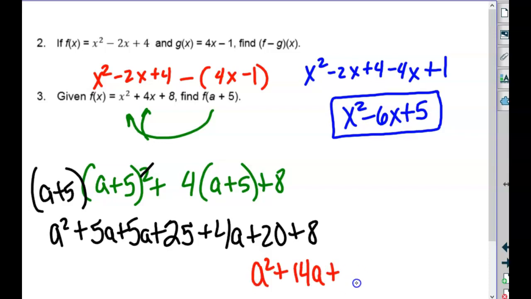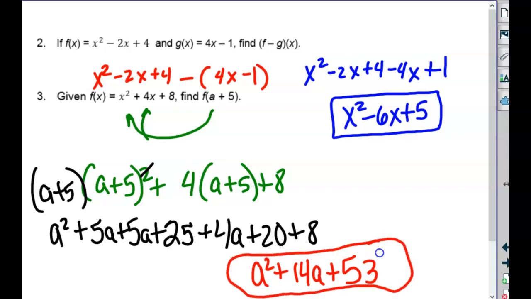Plus how much? But I can pretty much guarantee one of the choices is what happens if you just do a squared plus 25, right?